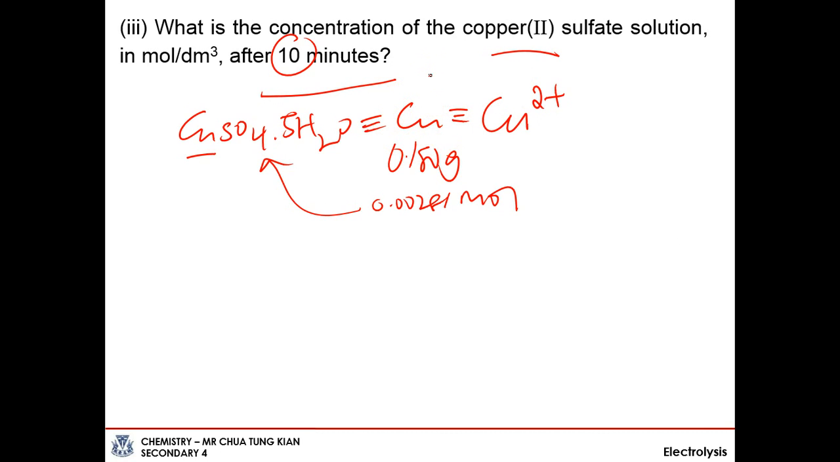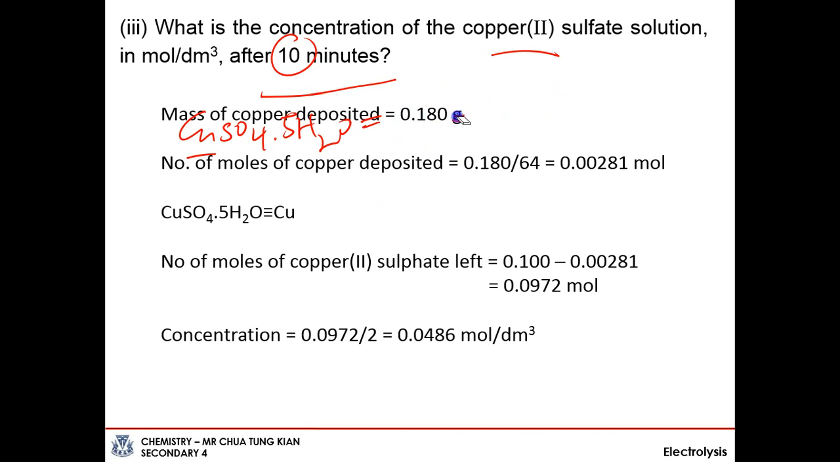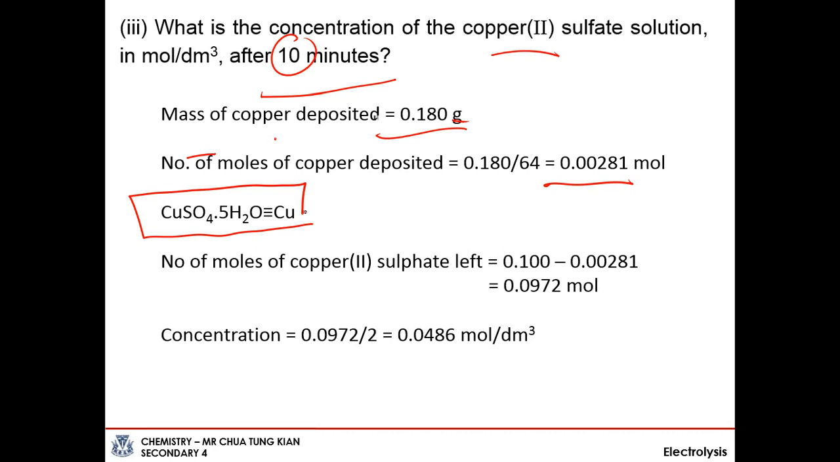So with this, we will now be able to calculate the number of moles of copper 2 sulfate that is left in the electrolyte. So let's take a look at how we count this. Step 1, we must find the mass of copper deposited. This is what we know already from the graph. Number of moles we also know. And now this is the crucial step to equate. We know that initially when there's 25 grams of copper 2 sulfate, it is 0.100. So now we have lost 0.00281.